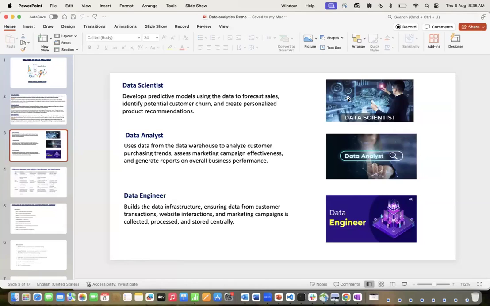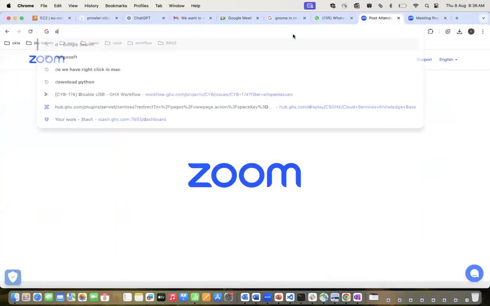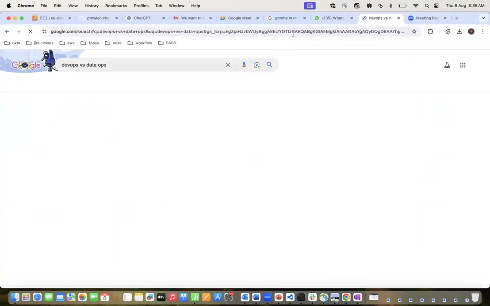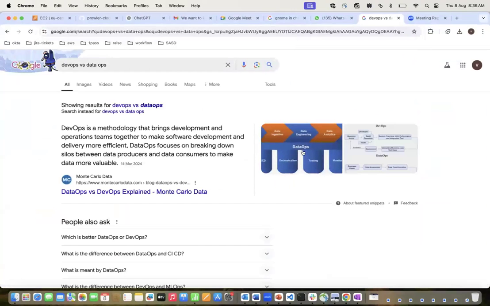So how is he going to predict the data? You keep on training the algorithms. Everyone knows about DevOps, right? DevOps versus DataOps. This is what DataOps is doing. Now we should learn. Everyone heard about DevOps? Yes, sir. DevOps is software development, right? Yes, sir.